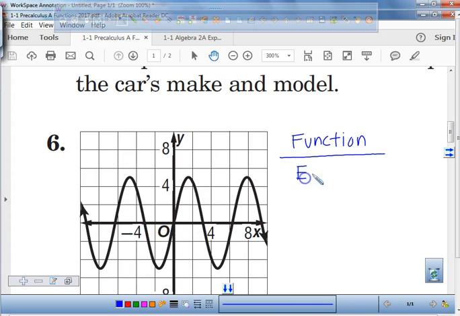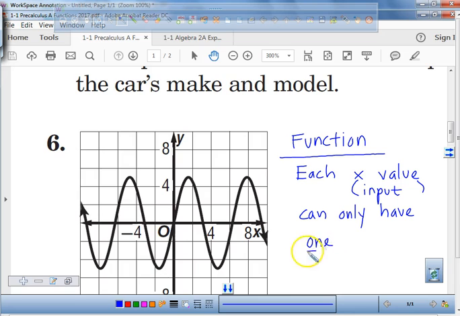Just write down each x value. And your x value, we put in parentheses, represents what's called the input, what you plug into an equation. Okay? Each x value can only have one y value, which is the output associated with it. Basically, that's a condensed version. Each x value, which is the input, can only have one y value, which is the output.